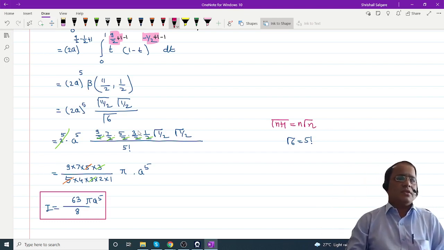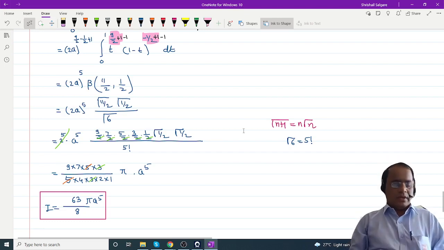Write in the chat box if you are with me. Yes, sir. Okay, fine. So today I will stop here. Next lecture I will continue with the examples on the trigonometric, that second definition of beta function. Okay.